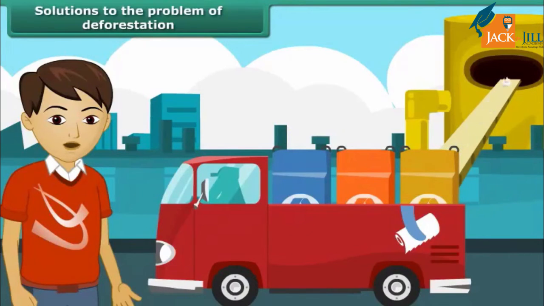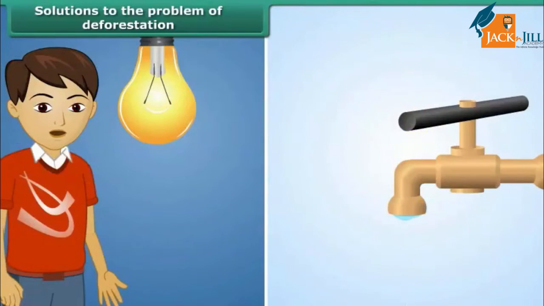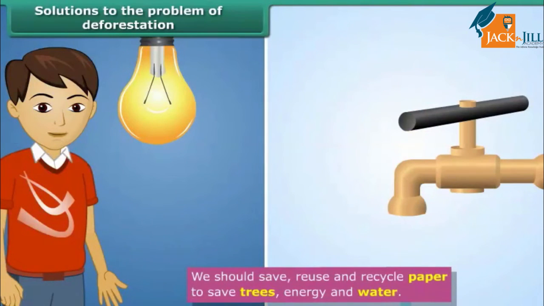Paper can be recycled 5 to 7 times for use. By recycling the paper, not only the trees, but also energy and water could be saved. Thus, we should save, reuse, and recycle paper.